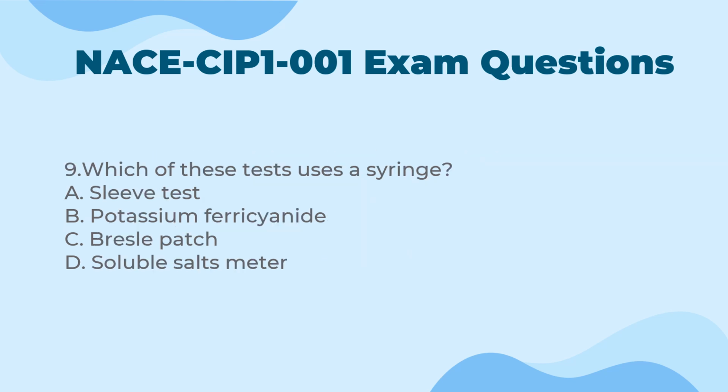9. Which of these tests uses a syringe? A. Sleeve test. B. Potassium ferricyanide. C. Bresle patch. D. Soluble salts meter.